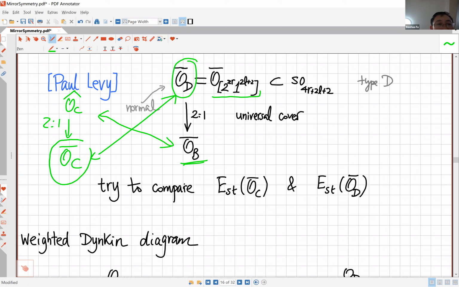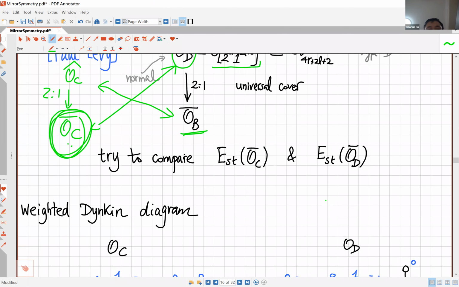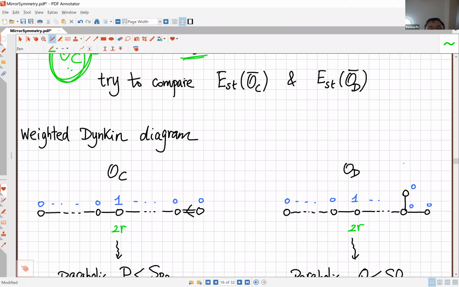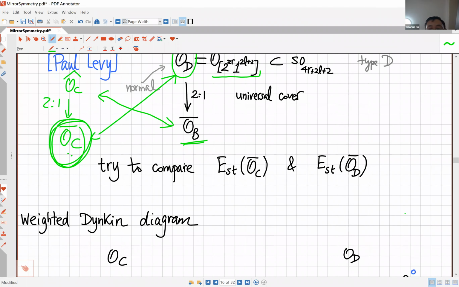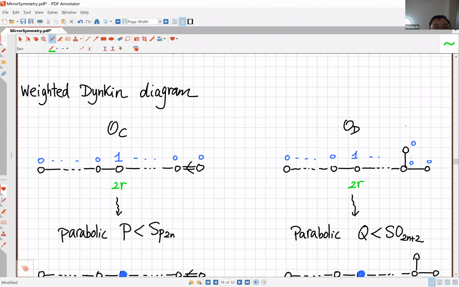But now for this one, we can explicitly compute. So we also need to explicitly compute OC, and then we can compare these two. For this, we need to do some explicit computation. For example, this could be a little bit more technical. For this OC, for each nilpotent orbit, it has a weighted Dynkin diagram. The weights are just 0, 0, and 1, and it's a 2R node.